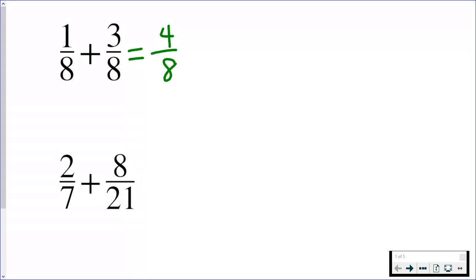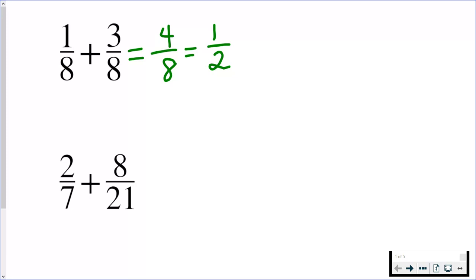of the pizza. The way that you get 1/2 is you figure out what goes into both 4 and 8. 4 and 8 are both divisible by 4. 4 divided by 4 is 1. 8 divided by 4 is 2. So make sure you always simplify your fractions if possible.